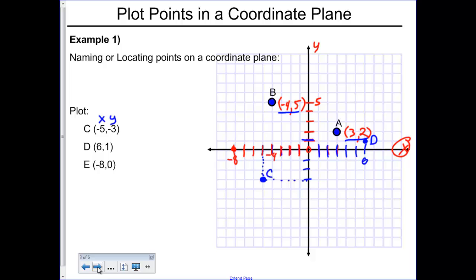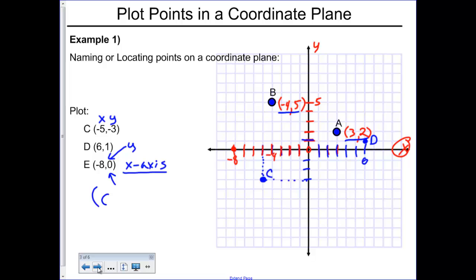And you might notice that anytime we have a 0 in our ordered pair, the point will either be on the x or the y-axis. Well, in this case, it was on the x-axis. So you might notice that the 0 was actually in place of the y value. So that would suggest that anytime you have a 0 for y, you'll be located on the x-axis.